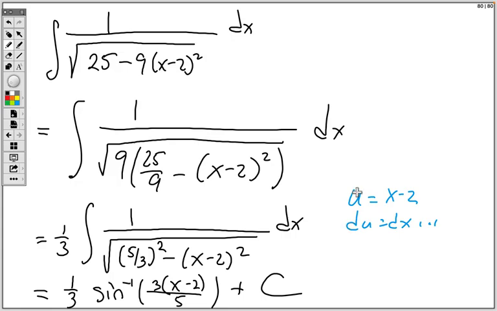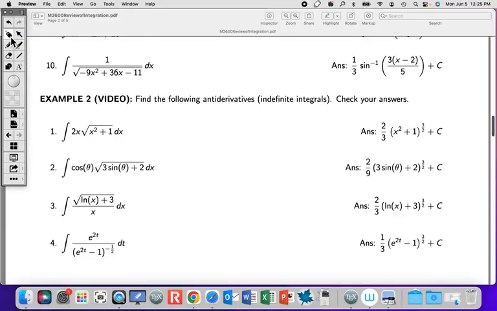Check your answer, taking the derivative, multiplying things out to reverse the completing the square process. You should get back to your original integrand. And that'll do it for example 1.